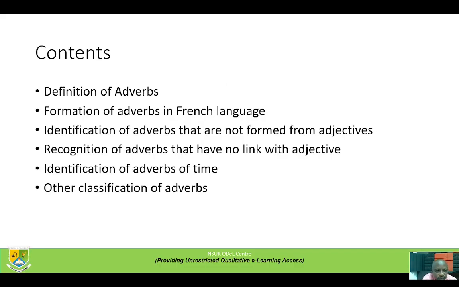Contents: definition of adverbs, formation of adverbs in the French language, identification of adverbs that are not formed from adjectives, recognition of adverbs that have no link with adjectives, identification of adverbs of time, other classification of adverbs.